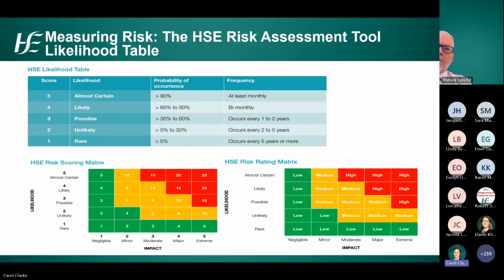Again, to assist with the rating of the risks, the HSE has the risk assessment tool, which sets out descriptors for likelihood, ranging from 1, which is rare, to 5, which is almost certain. Likelihood is the probability or the frequency of that risk event to occur. The risk rating is determined based on multiplying the impact score of between 1 and 5 by the likelihood score, again of between 1 and 5, to give an overall risk score. A score of 15 to 25 indicates the risk is rated as high. A score of 6 to 12 indicates the risk is rated as medium. And a score of 1 to 5 indicates the risk is rated as low.